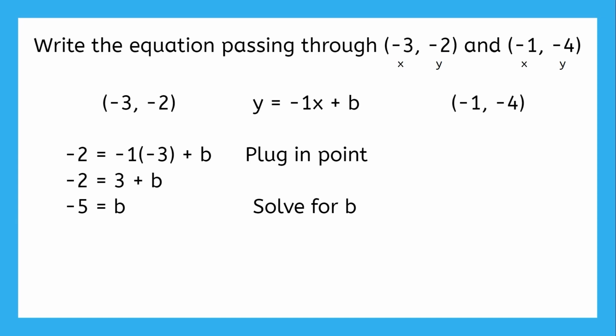And if we choose to use the point (-1, -4), you plug in the x and y, and then solve to find that b is -5. No matter which point we use, we got the same y-intercept, which is -5.